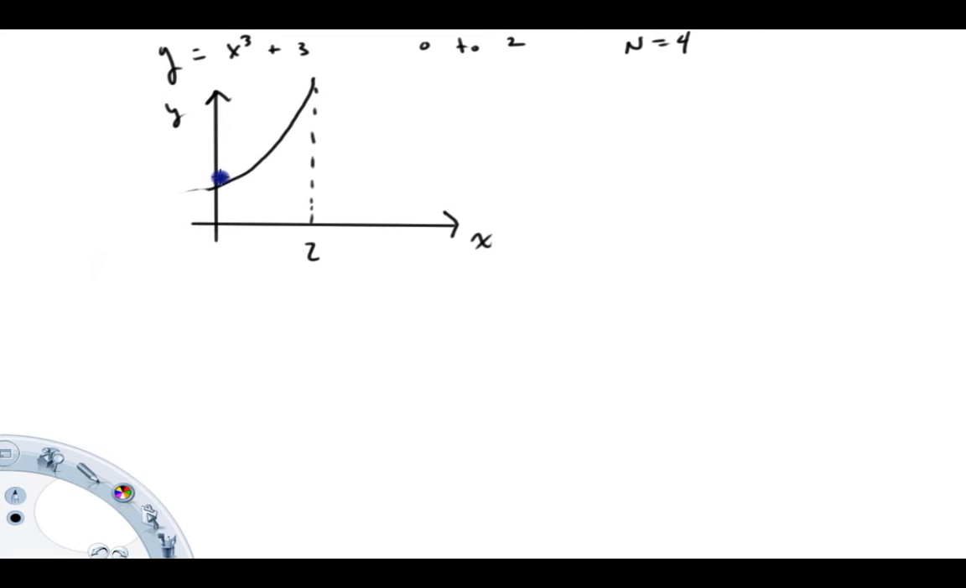Another possibility is I could set these rectangles up like this: 1, 2, 3, 4. And this is now going to include areas here, here, here, and here that aren't actually under the curve. So in math we say that that's going to give me an upper bound estimate for the area.